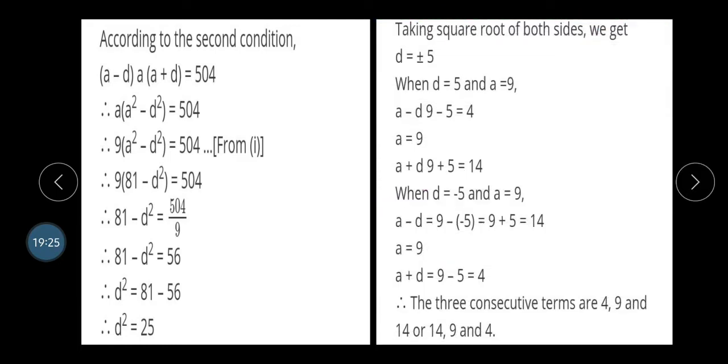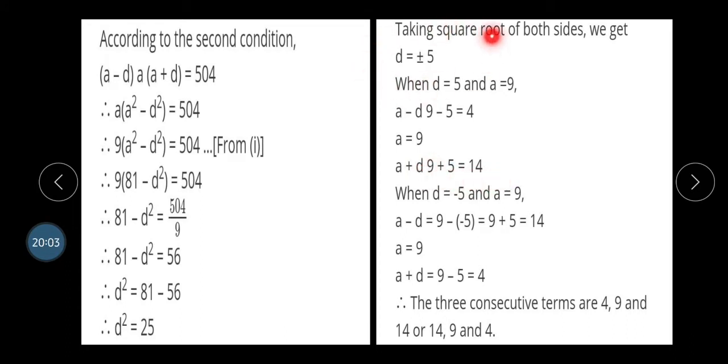So when D is 5 and A is 9, now we will be substituting the value of 5 and 9 in our assumption that we have assumed, that A minus D, A and A plus D. So A minus D equal to 9 minus 5 equal to 4. A equal to 9, which we have already proved. Then A plus D equal to 9 plus 5 equal to 14.